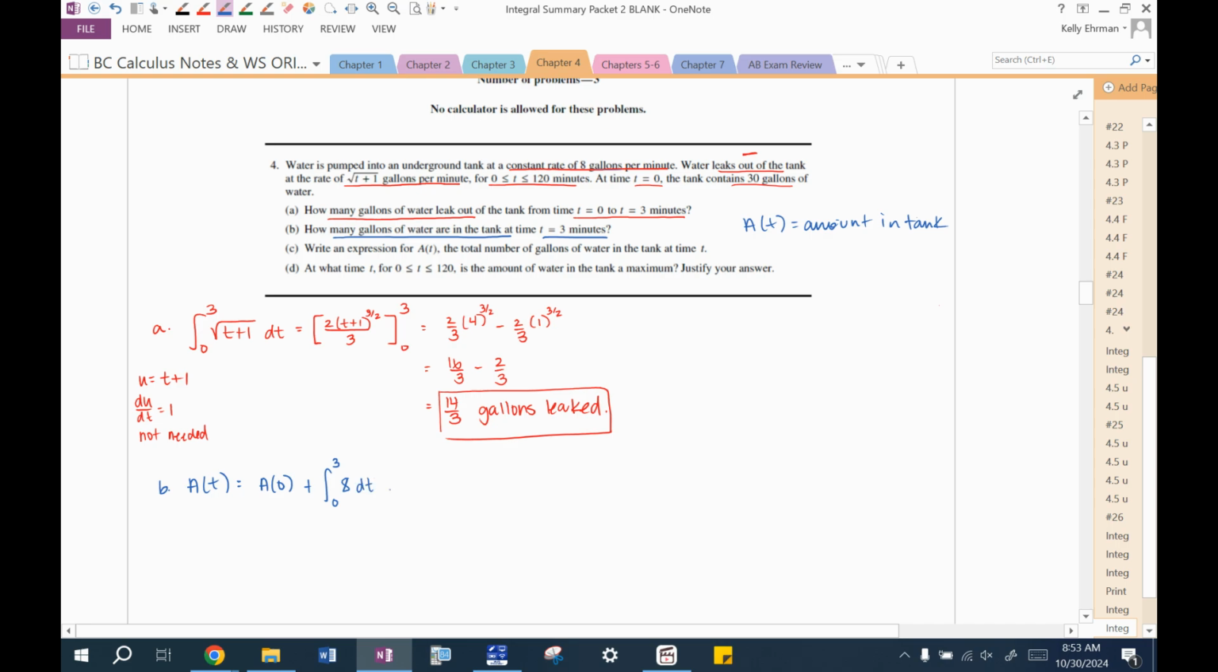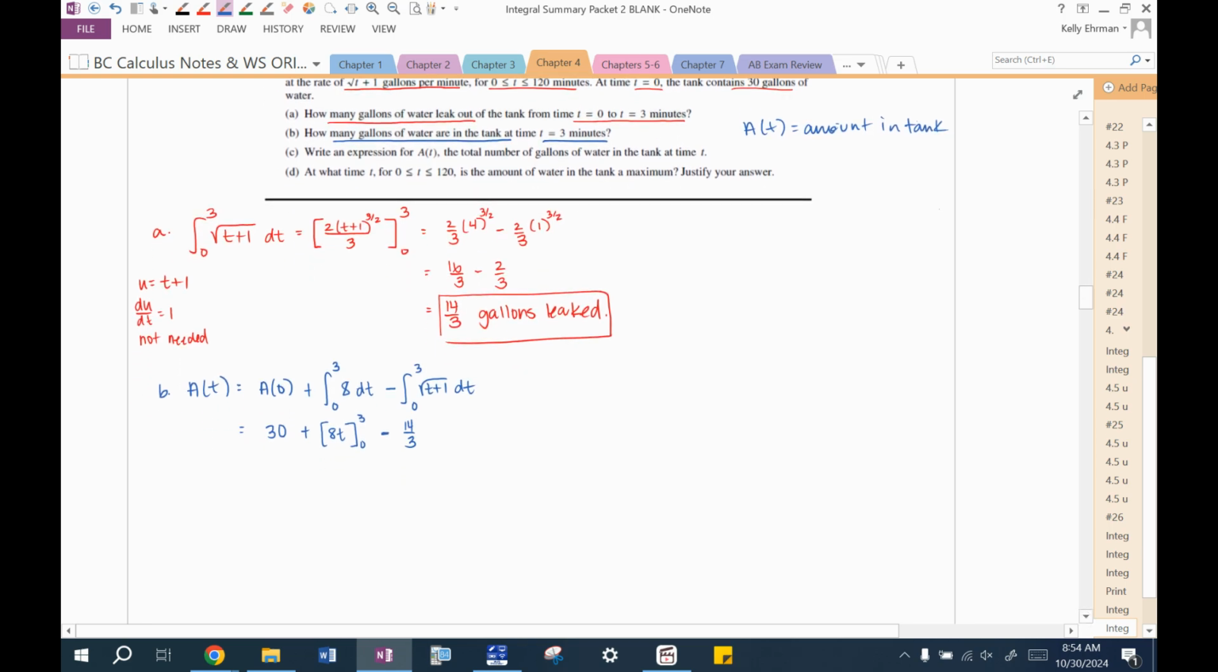So I'm going to call that dt. And then there's also water leaking out. So we also need to say there's water leaking out. So we're going to subtract the integral from 0 to 3 of square root of t plus 1 dt. Remember, we just found that answer, so you don't have to do the math all over again. So we're starting with 30 gallons in. What's this going to be? Remember, just a constant is going to be 8t, times 3 minus 0. And then minus, I already got this answer, it was 14/3.